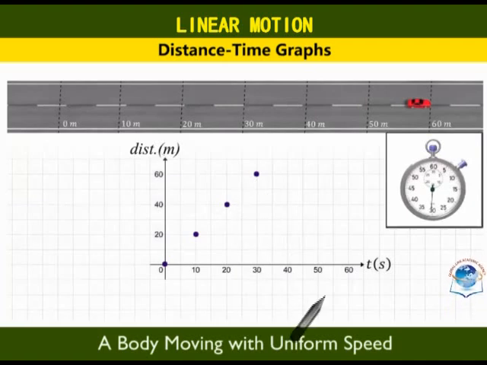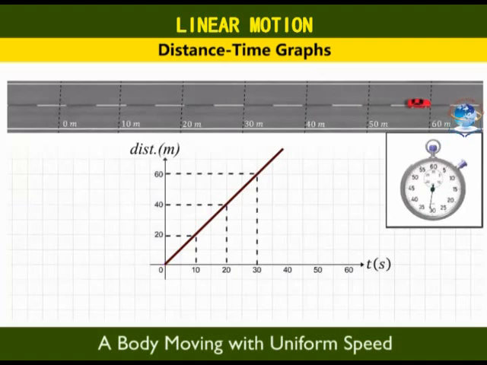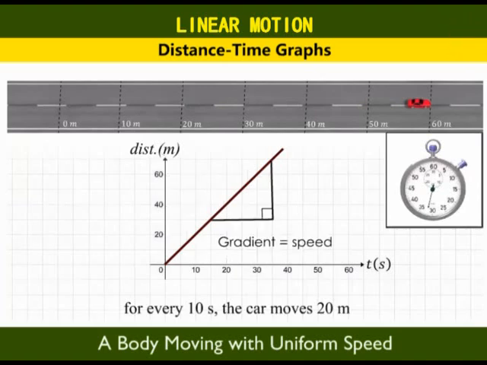So the distance time graph for a body moving with uniform speed is an inclined straight line through the origin. As you can see, the distance covered is equal for equal intervals of time. In this case, for every 10 seconds, the car moves 20 meters. The gradient or slope of a distance time graph gives the speed of the motion. In our case, the speed will be 2 meters per second.